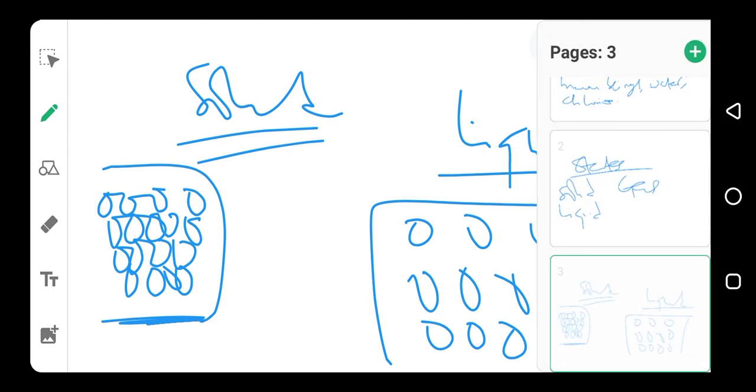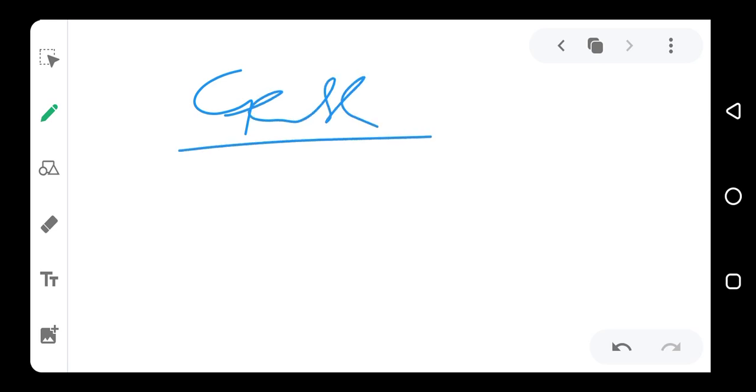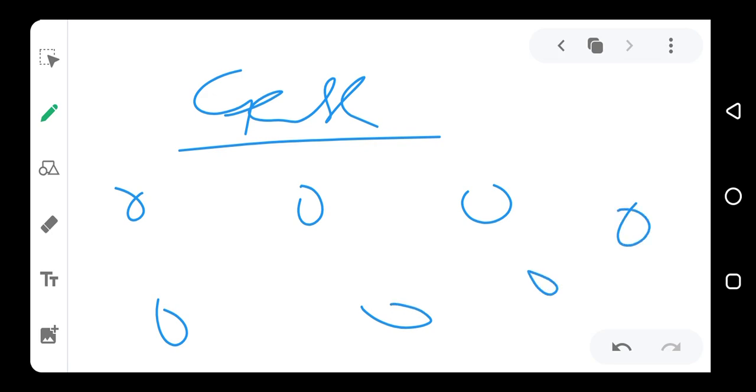For gases, they are very, very far apart from each other. This one will stay like this, one will stay like this. So they are not close at all to each other.